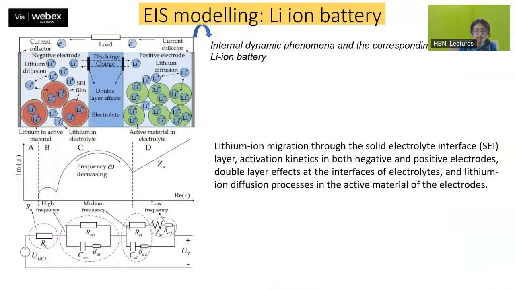Circle, and then you have a straight line. So all these different regions are actually processes which are taking place in different time scales. These are A, B, C and D regions. So what is happening? Lithium ion migration through the solid electrolyte interface layer, activation kinetics in both the negative and the positive electrodes, double layer effects at the interfaces of electrolytes, and lithium ion diffusion processes in the active material of the electrodes. These are the different processes which are taking place, and then you will make an equivalent circuit as shown over here.